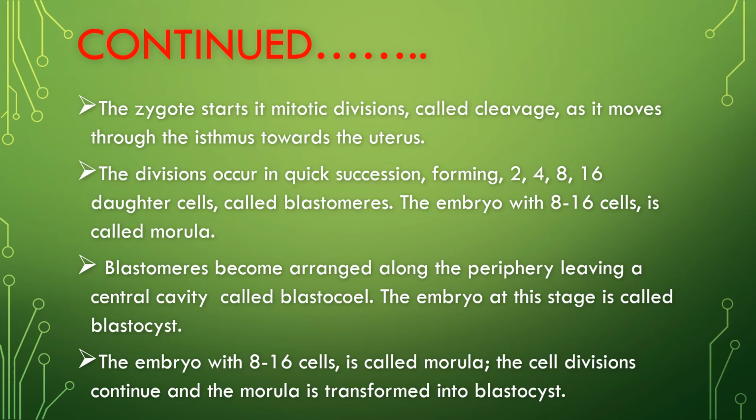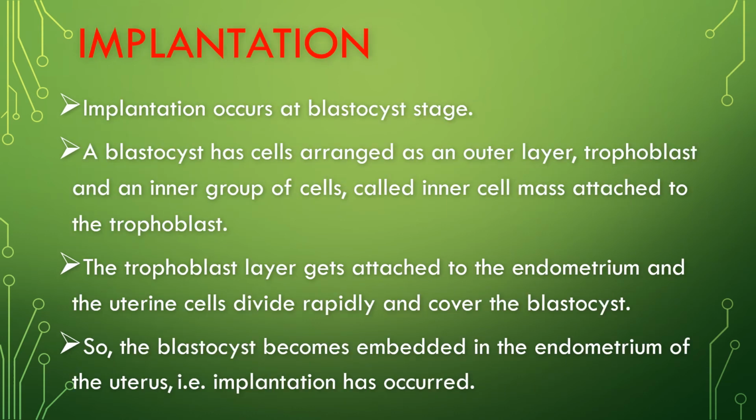This is the blastocyst stage, when the implantation occurs. Implantation means the attachment of this embryo, this blastocyst, with the wall of the uterus. The outermost cells, which form a continuous layer, are called the trophoblast cells, and the inner group of cells attached to this is the embryonal knob.